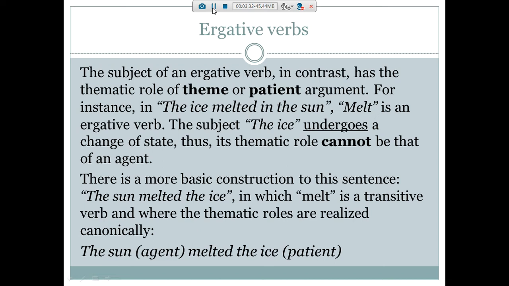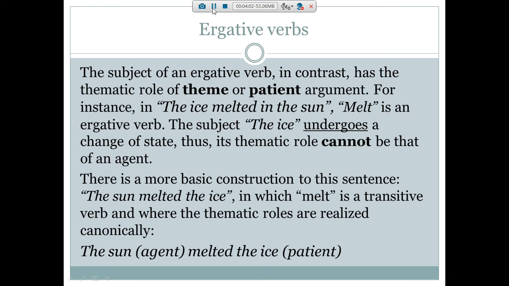There is a more basic construction to the sentence the ice melted in the sun. And this is the sun melted the ice, in which melt is a transitive verb and where the thematic roles are realized canonically. That is to say, the sun, the syntactic subject, is the agent, and in melted the ice, the noun phrase, the ice, the object, is the patient.